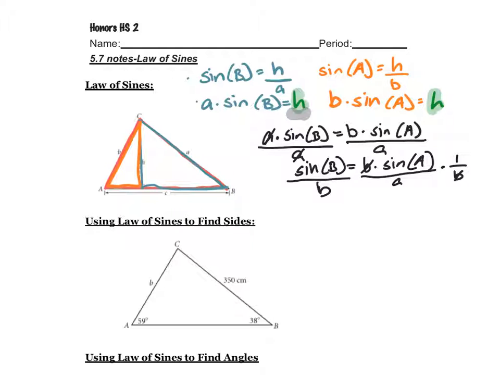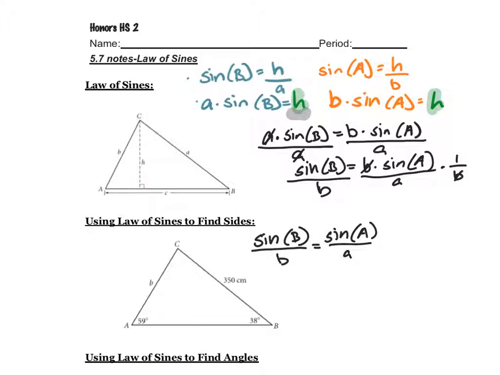And now I have, and I'm going to write it down here because now we have part of the law of sines. We have sine b over b equals sine a over a. Now, if I want to come back up to this other triangle here, I could drop a height in here.